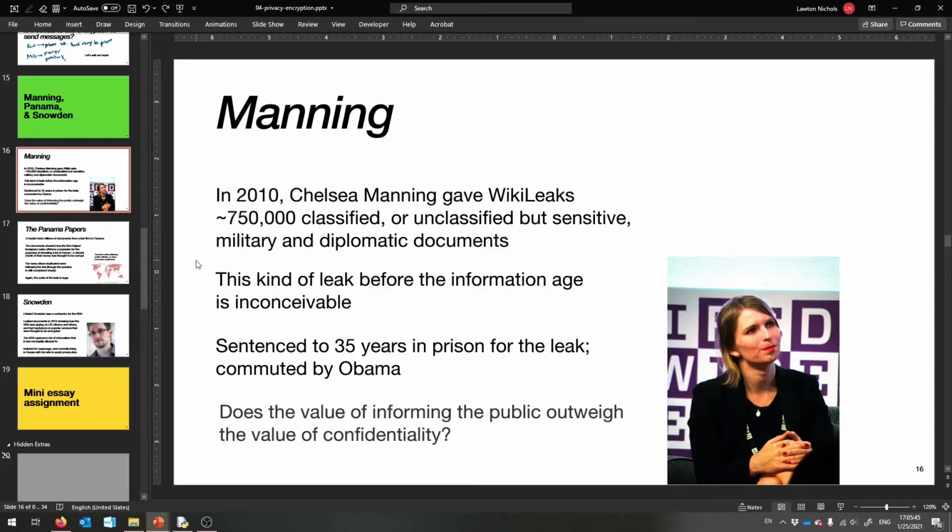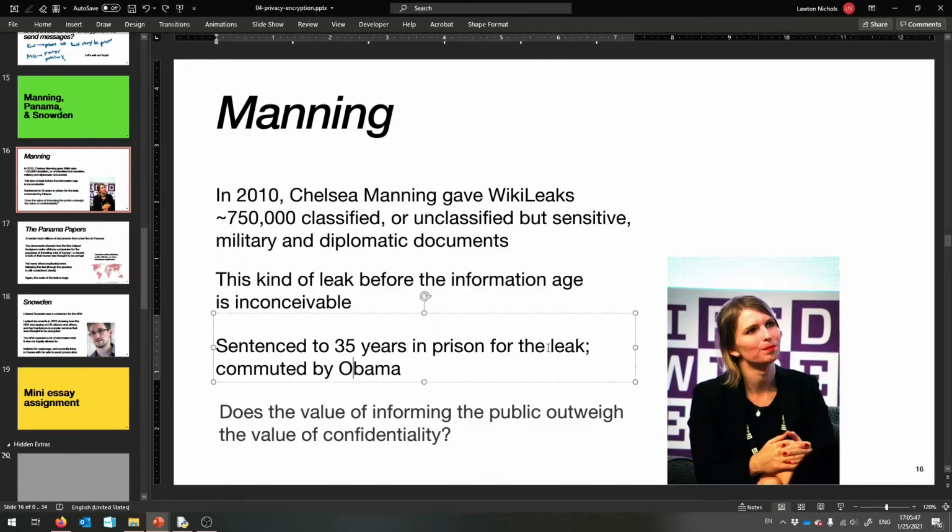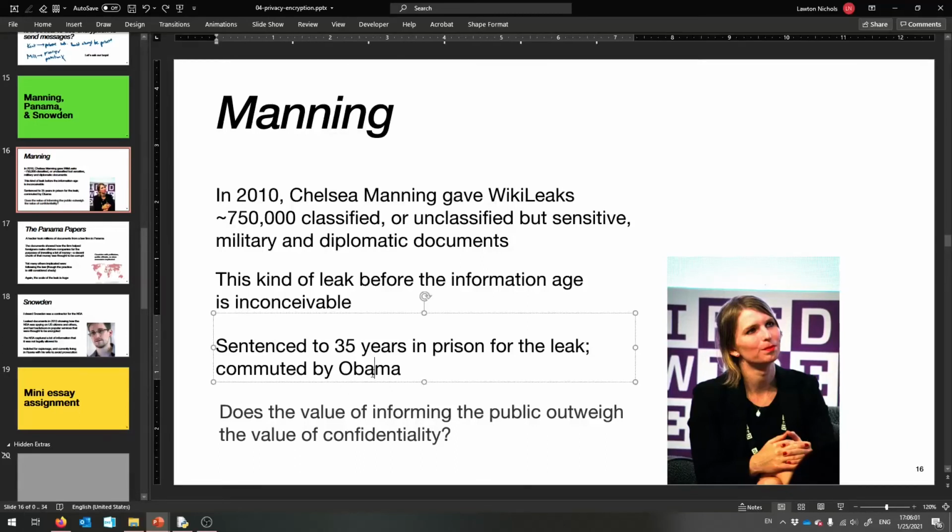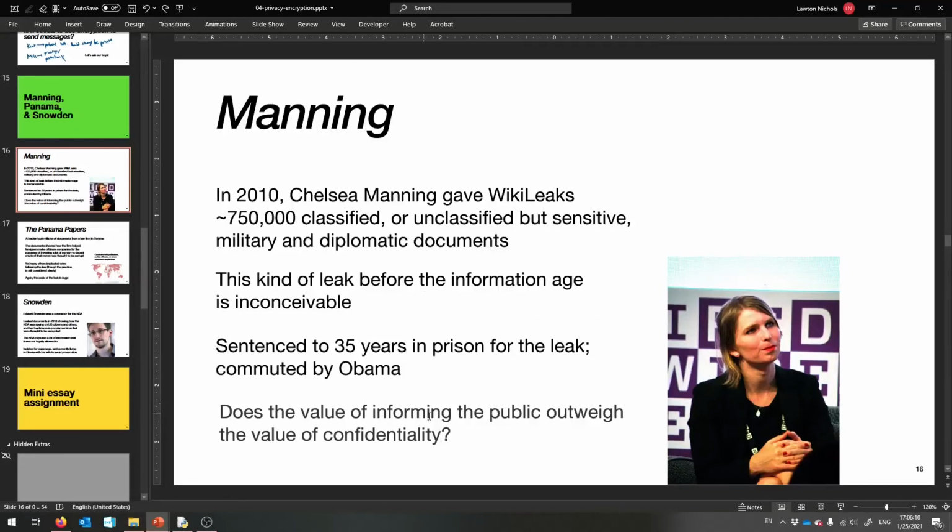Okay? And so what happened is she was sentenced to prison for this leak because it's not a good idea to give away these things. There are laws against it. A lot of people say, even though the information was very useful to get to the public, right? She was sentenced to 35 years in prison for this, and that sentence was commuted by Obama in, I think, the final parts of his administration.